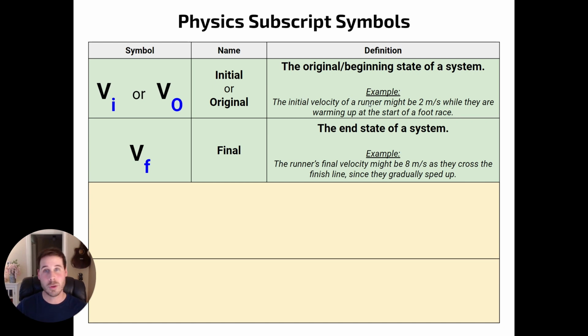So here's my example of how these subscripts will work. If you had a runner who was running a race and they had just started the race, they just launched off the starting line, they might be running at, let's say, 2 meters per second. So you could say the initial velocity or the original velocity of the runner is 2 meters per second.